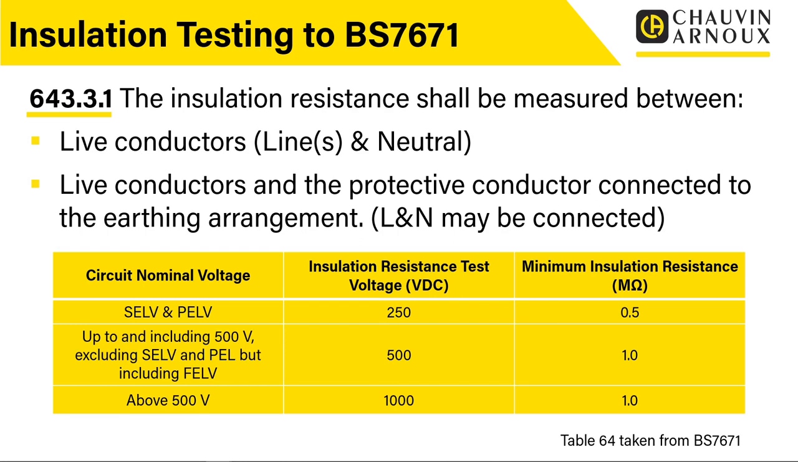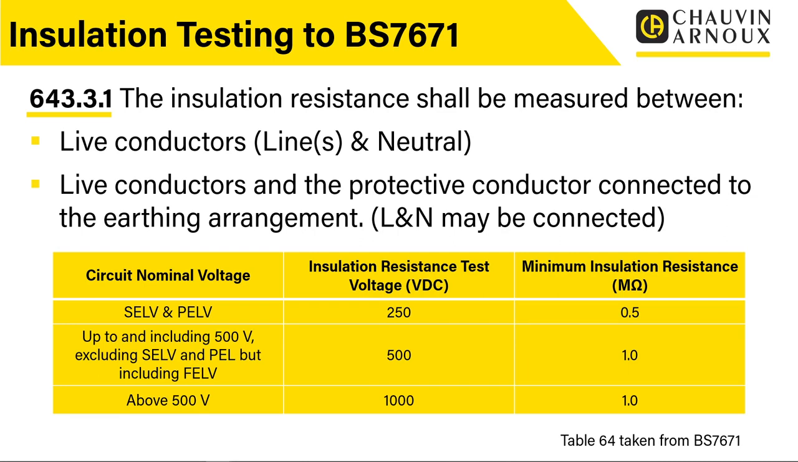So the first type of circuits on here are ELV circuits, extra low voltage circuits. That's circuits that are less than 50 volts AC, 120 volts DC. So we're talking about SELV and PELV. These are the safety circuits, separated extra low voltage, protective extra low voltage. So they are tested at 250 volts DC, and the minimum insulation resistance is expected to be 500,000 ohms, half a megohm.